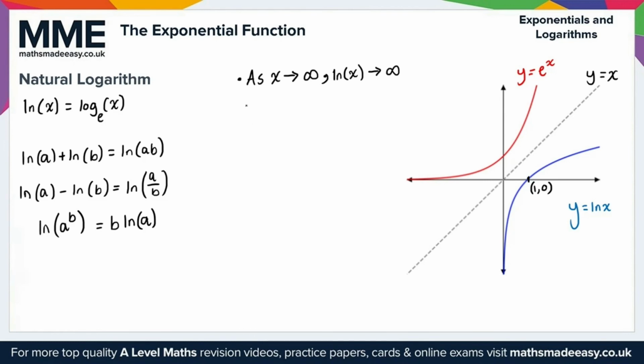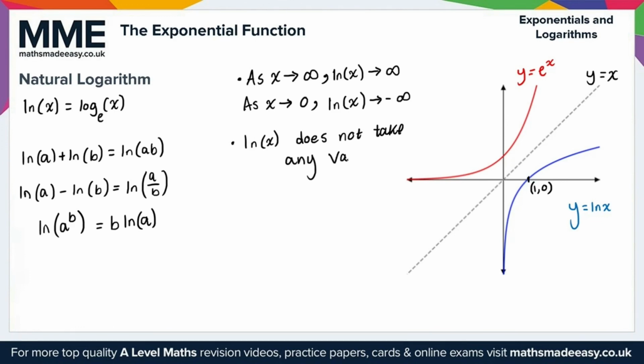And as x tends to 0, we can see that the natural logarithm of x tends to minus infinity. We also know that the natural logarithm of x does not take any values for x less than or equal to 0.